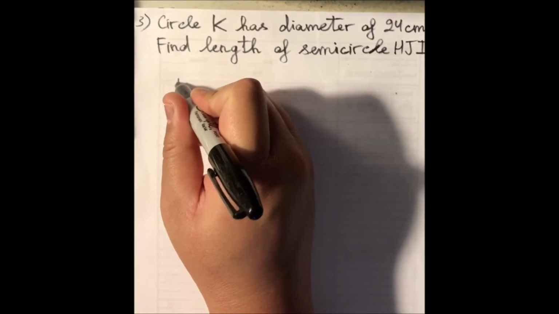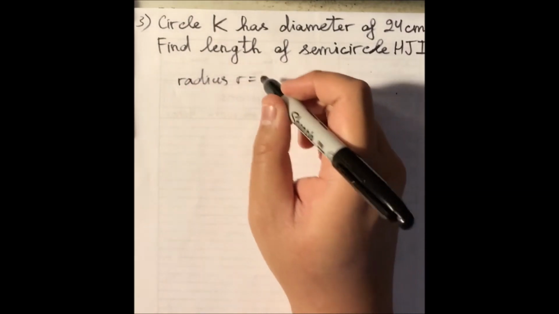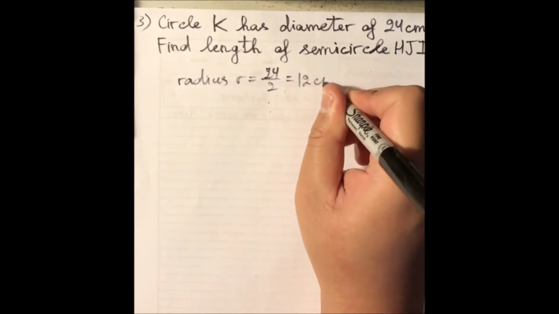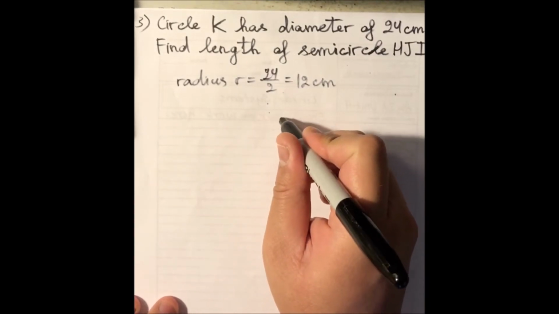Give us the radius r of 24 divided by 2, equal to 12 centimeters. So I'm just going to put it here just in case. But what is a semicircle? Well, we have a circle right here.